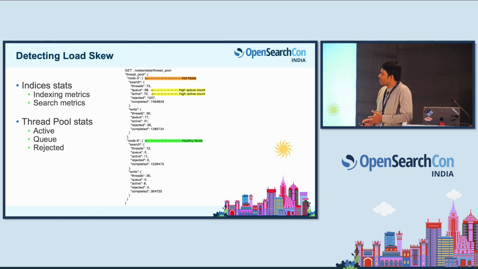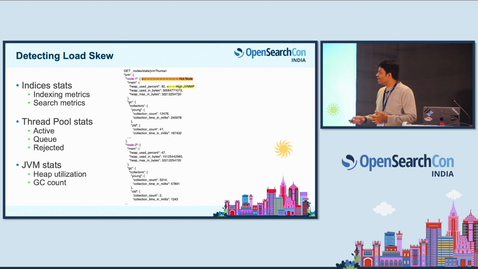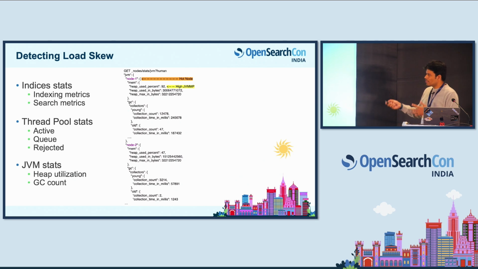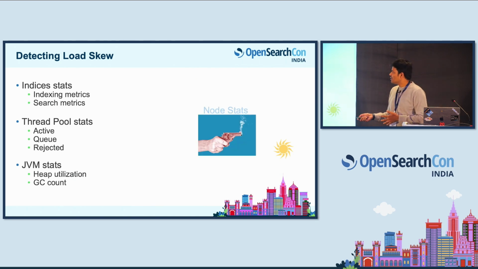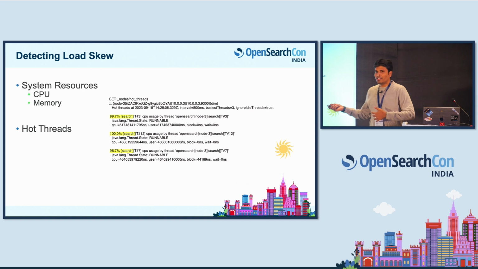Similarly, there is information around thread pools. You can look at the active, queued, or rejected metrics. Again, you'll see evident differences similar to this. We have JVM stats. So node stats is that solution, folks, that you definitely should look into. Put it into your time series databases and look at the differences, right? Put alarming on top of that to know if there is some heat on some set of nodes. And similarly, like I said, OS process information, CPU, memory, hot threads being one, right?